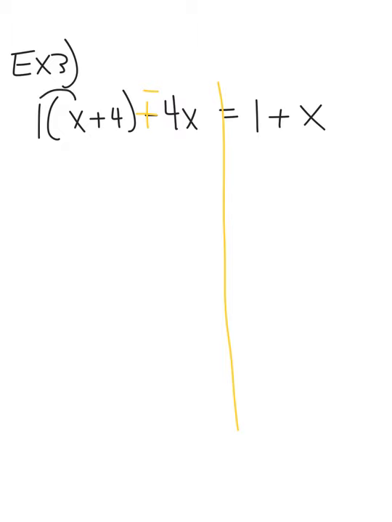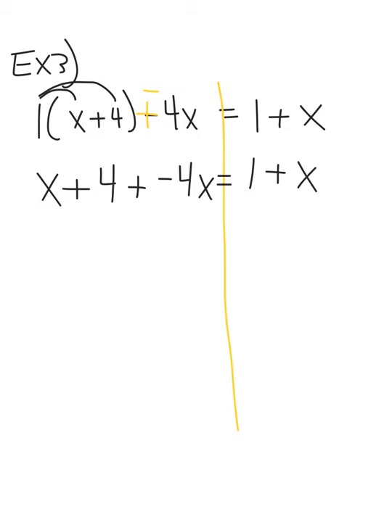If we take 1 times x for the distributive property, we get x. If we take 1 times 4, we get 4. Plus, bring everything else down, -4x, 1 plus x on the other side. So I'm not really sure why they put parentheses around that 1, so I just wanted to make sure. That is the distributive property of just a +1, which does not change the value. Now this one, we do finally have a step 4.